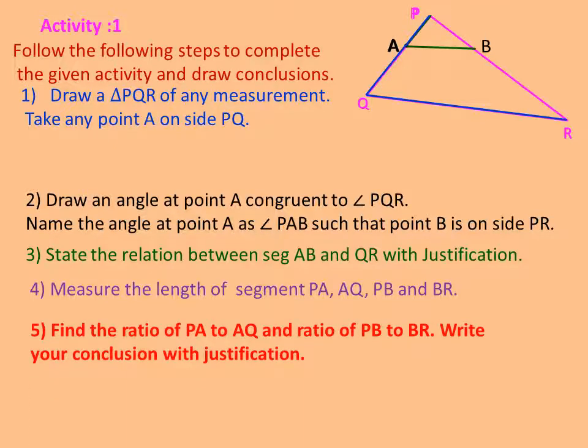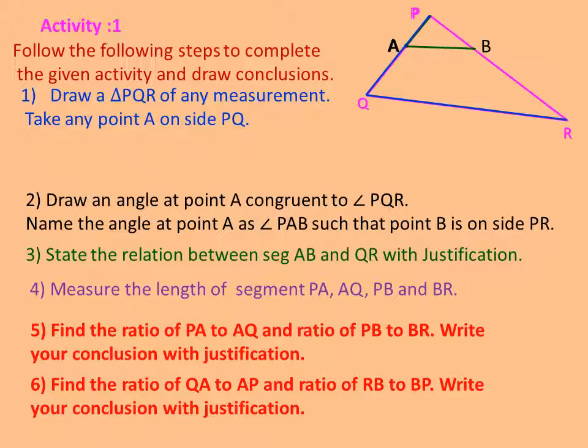After that, fifth point, you have to find the ratio of PA and AQ, PA to AQ, means PA upon AQ. Similarly, PB upon BR. Convert them into decimal form. You will see that they are approximately the same, equal. You might be getting it in decimal form. You can go till 2 digits, 3 digits and round back. You will get approximately the same value. So let us conclude it with your justification.